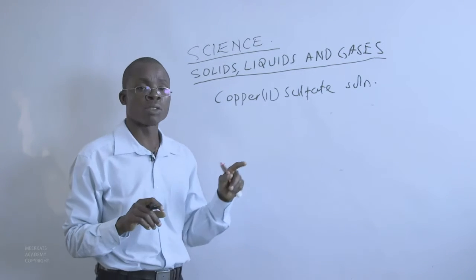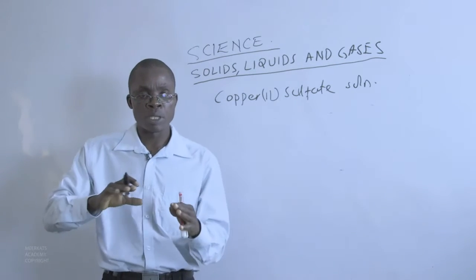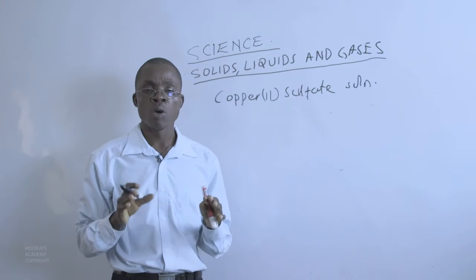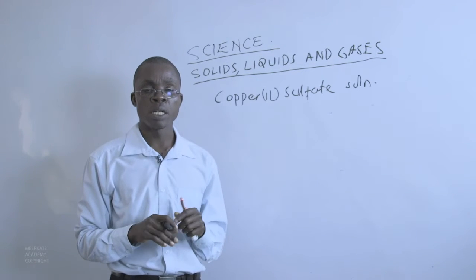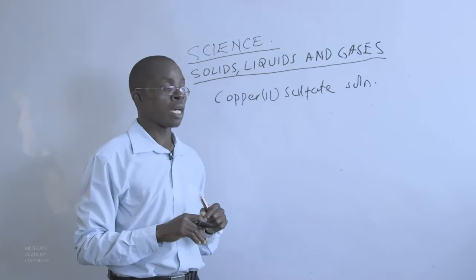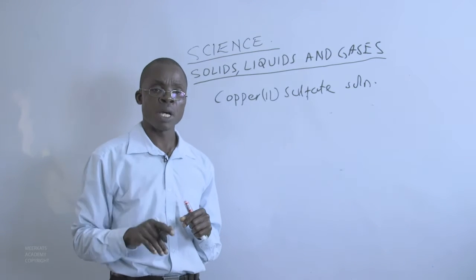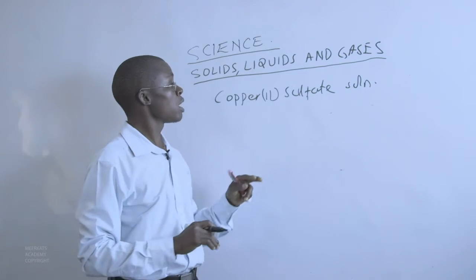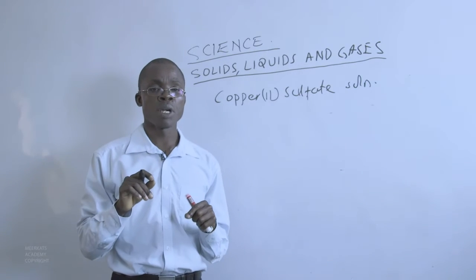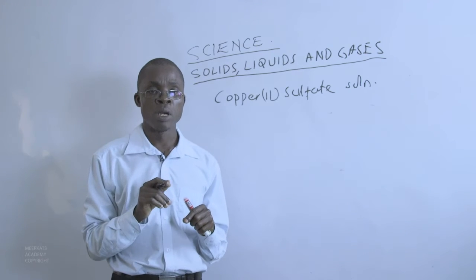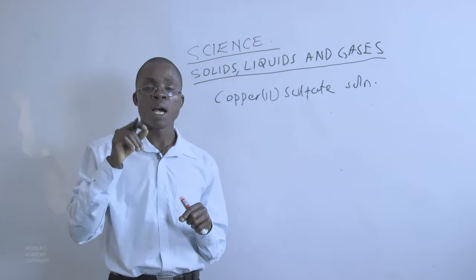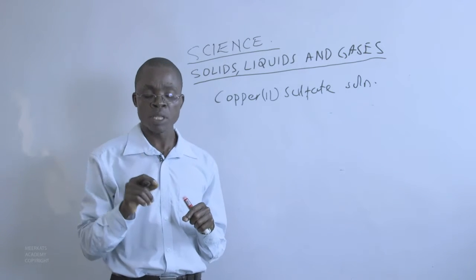The copper 2 sulphate crystals rearranged themselves in the spaces created by the water, which is the solvent, until it formed a solution. But we have gone further again in the statement. We are now not just talking about a solution of copper 2 sulphate, but we are now talking about a saturated copper 2 sulphate solution.